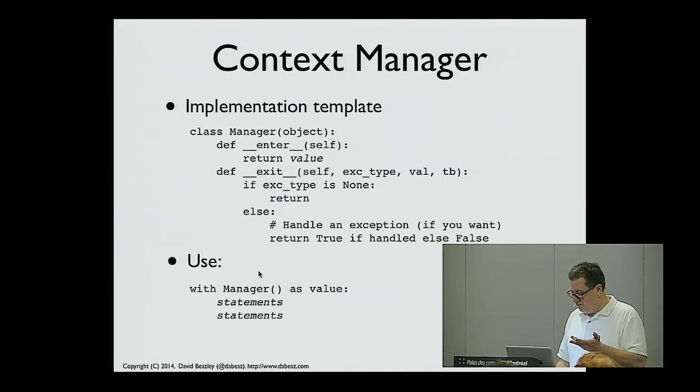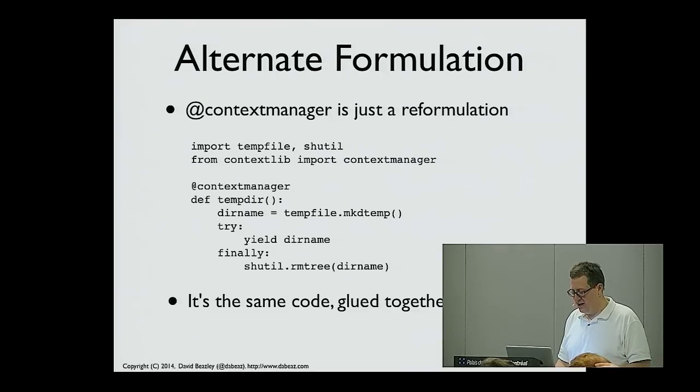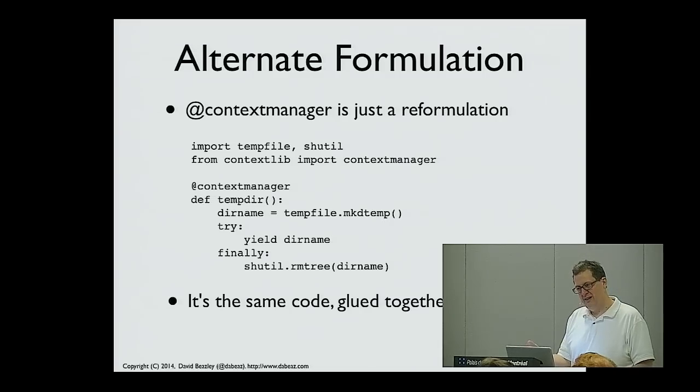And here's an example of temporary directories with a class. If I wanted to do temporary directories, in the enter method I would make a temporary directory and return the directory name, and in the exit method I would remove the directory, just do a cleanup on it. So what is happening with that context manager decorator is a reformulation of code. It's essentially that code, but glued together in a different way.